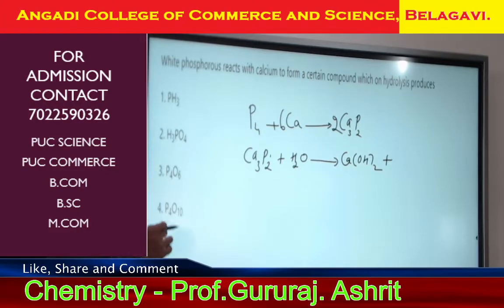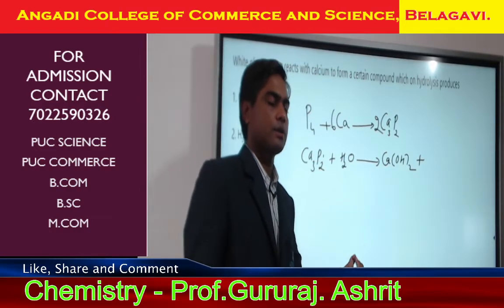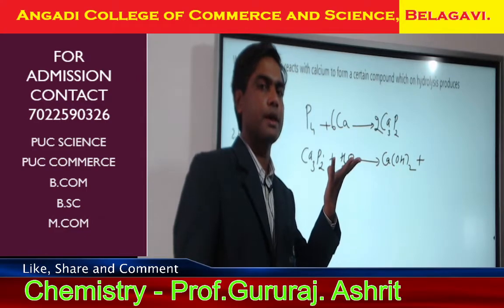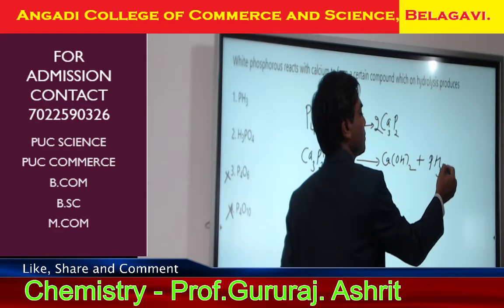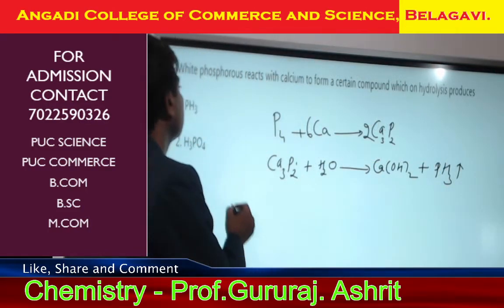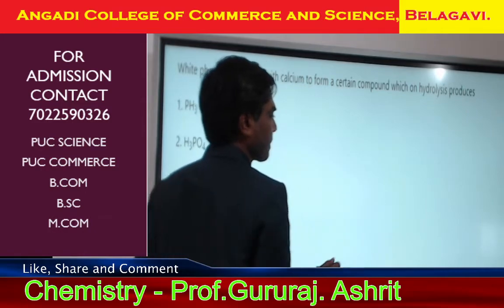First of all, the compound that does not exist, remove that option. We are adding water, which means the compound will contain hydrogen. Here there is no hydrogen, so remove this option. Only two compounds are left. Whenever you do this reaction, a poisonous gas is liberated, which is called phosphine gas. Hence, the answer for this one is PH3. It is used in the preparation of phosphine. Next question.